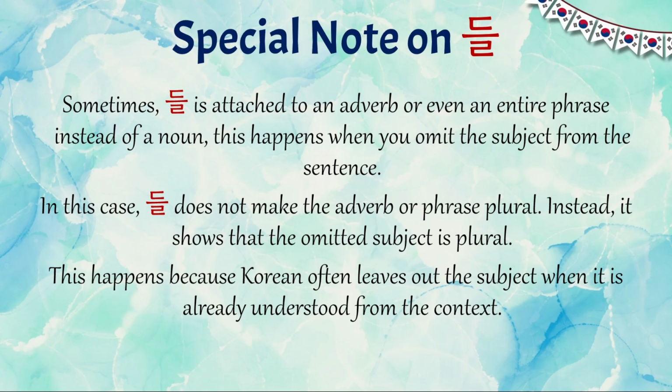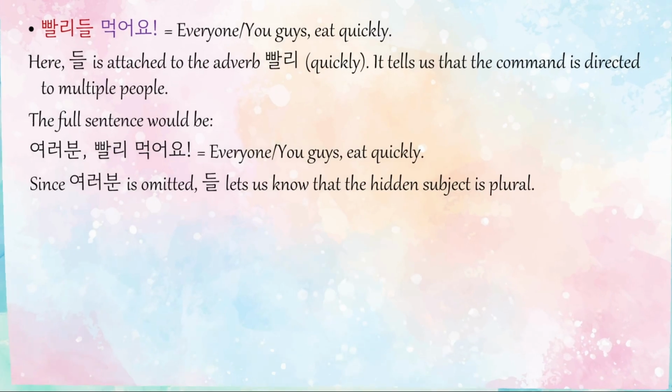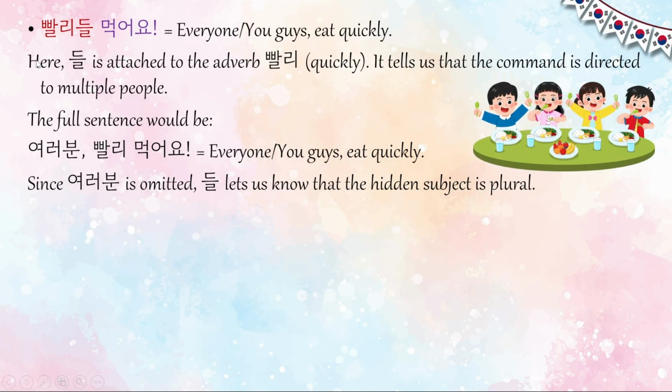I know this sounds confusing, but don't worry, we are going to take a look at some example sentences to understand how this works. So first of all, let's talk about this example. 빨리들 먹어요. Everyone eat quickly, or you guys eat quickly, or you all eat quickly. Okay, so basically here 들 is attached to the adverb 빨리. 빨리 means quickly. And it tells us that the command is directed to multiple people. Okay, I hope you get this.